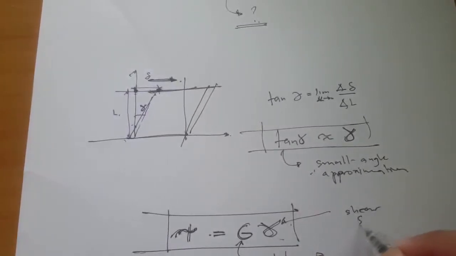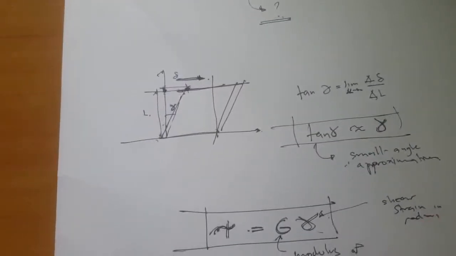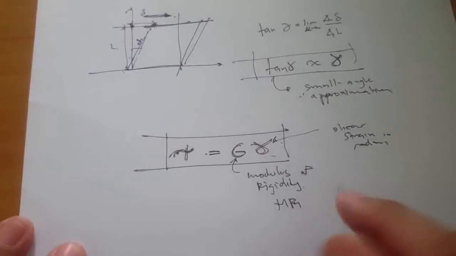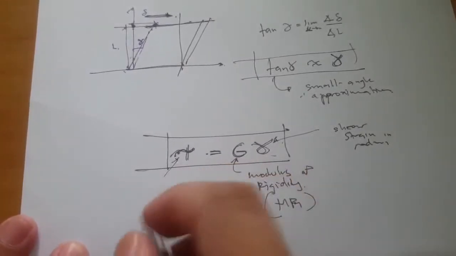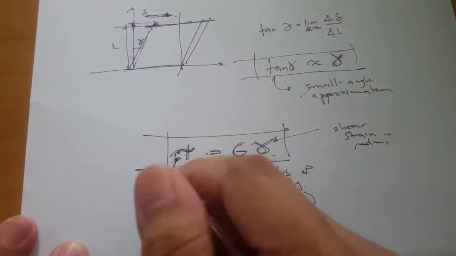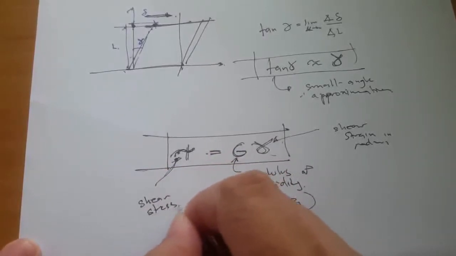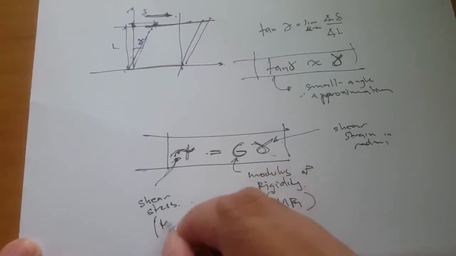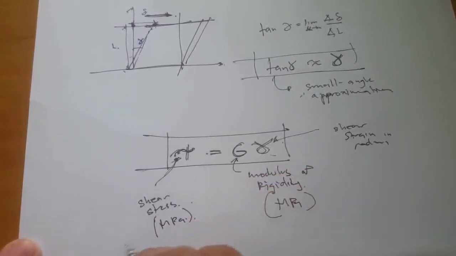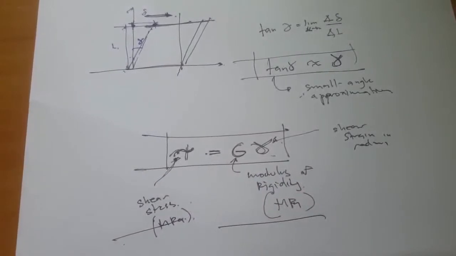Shear strain in radians. The shear stress is in megapascals, or PSI. I guess that's all we have in this direct shear. So now we'll have a sample problem.